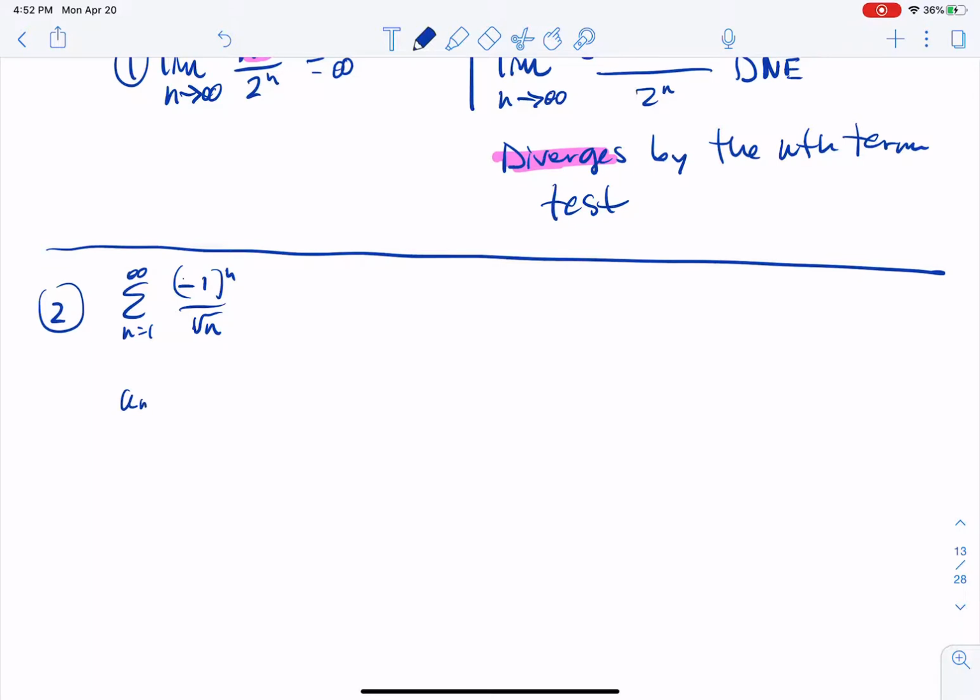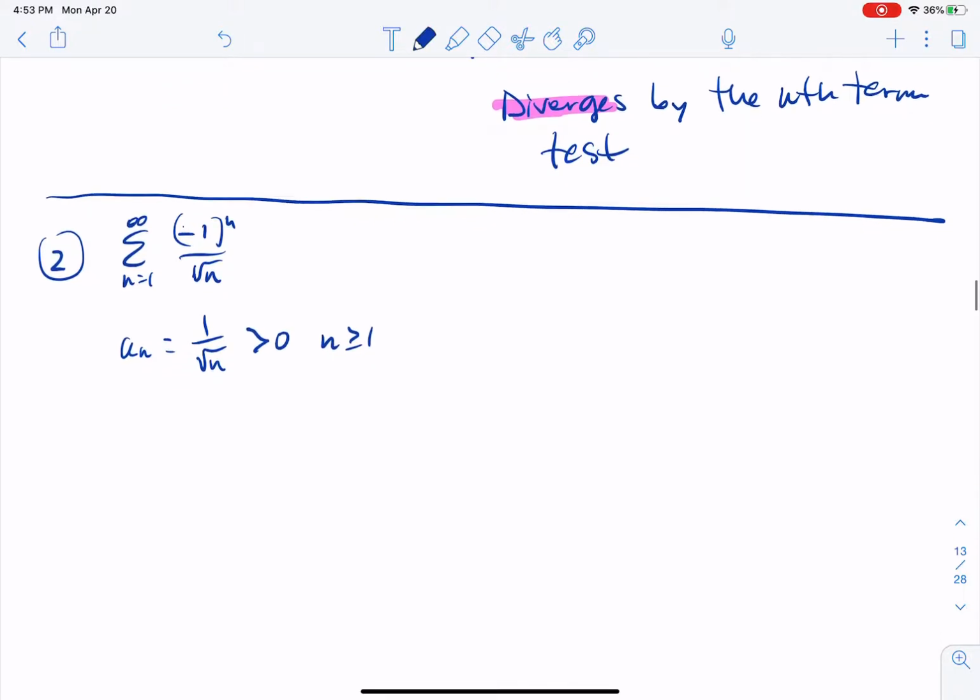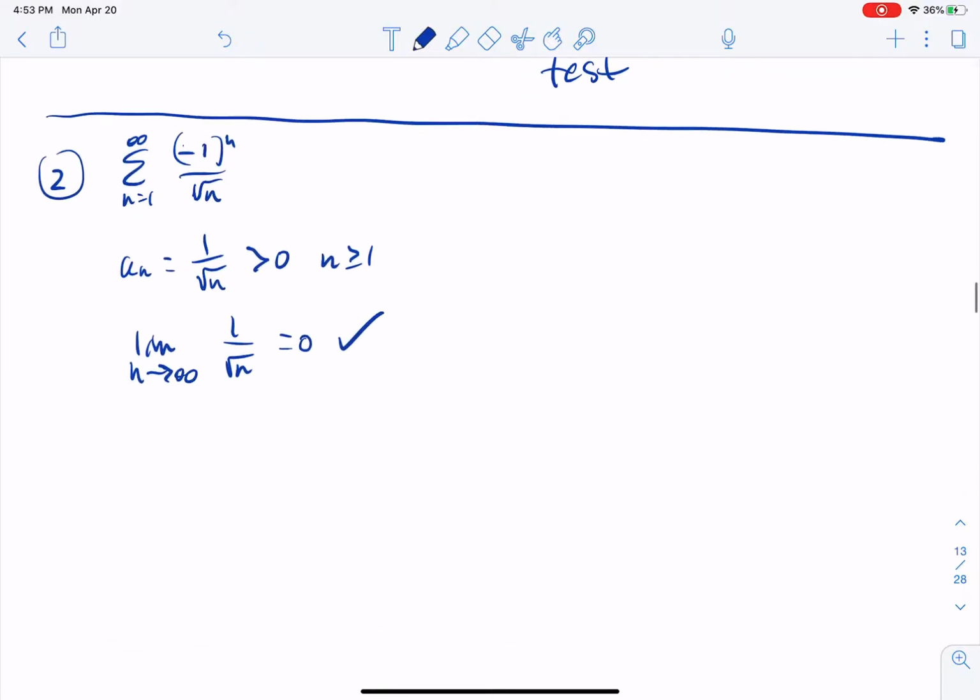So terms of our sequence would just be 1 over the square root of n, always positive no matter what, n greater than or equal to 1. There we go. And we need to take the limit as n goes to infinity of our terms. That goes to 0. That's a check mark. And then we also need to check to make sure that our terms are getting smaller, that they're decreasing. I want to check to see the n plus 1th term being less than or equal to the nth term.